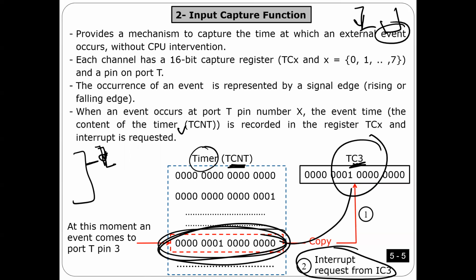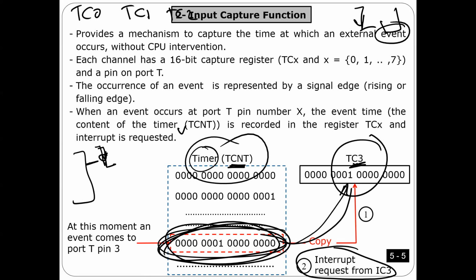We have 8 TCs, 1 TC for each channel. So we have TC0, TC1, TC2, and so on. TC is a 16-bit register. It should store the current time from the timer. Is that okay? In the register we call TC.